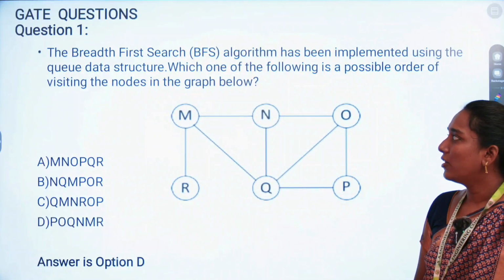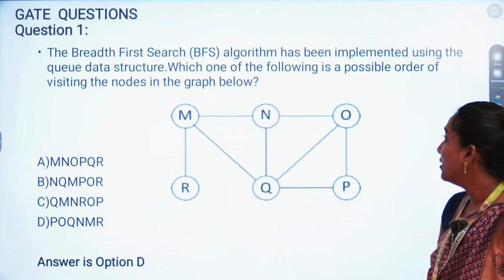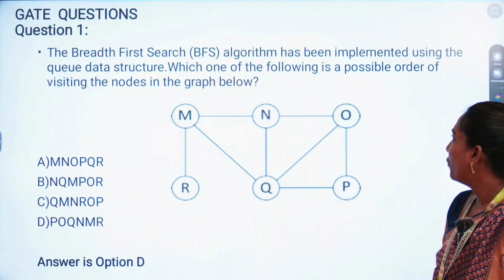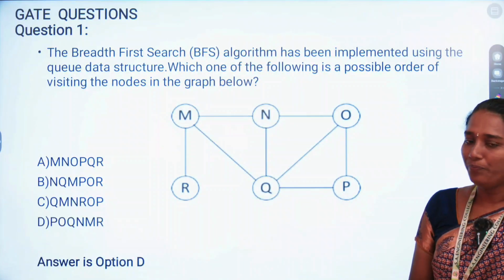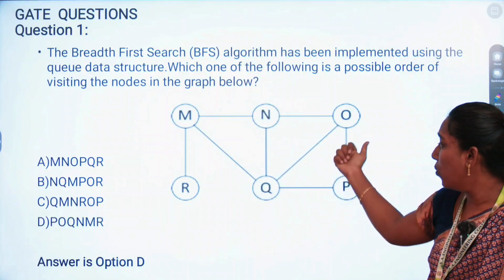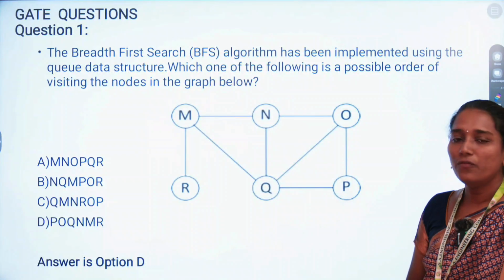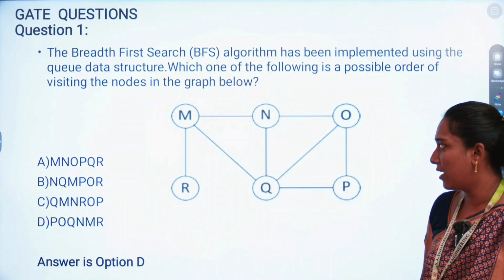Now the GATE questions. Question number 1. The breadth first search BFS algorithm has been implemented using the queue data structure. Which one of the following is a possible order of visiting the nodes in the graph below? So here is the graph with nodes M, N, O, P, Q, R. Now they have given 4 options. Let us check the options one by one and see which one is the correct one.